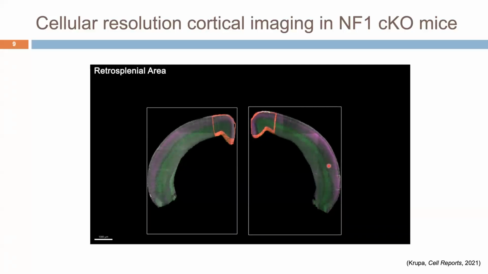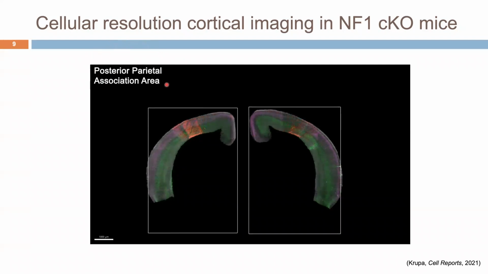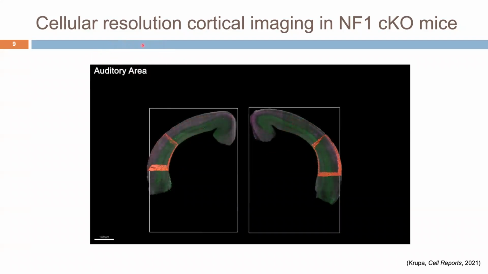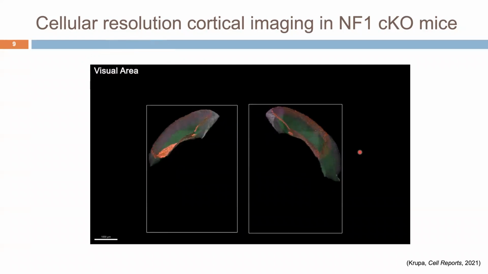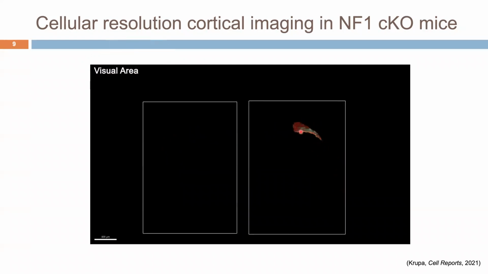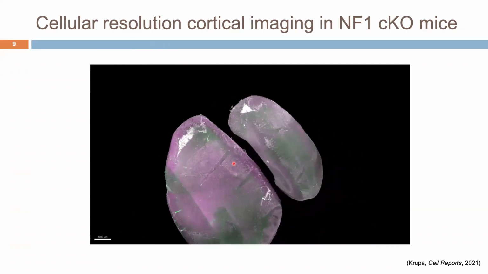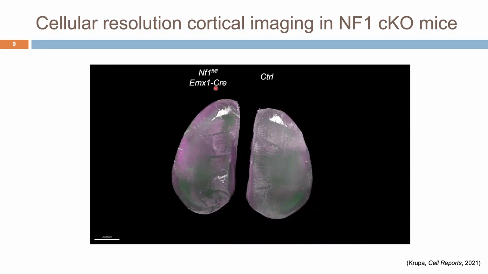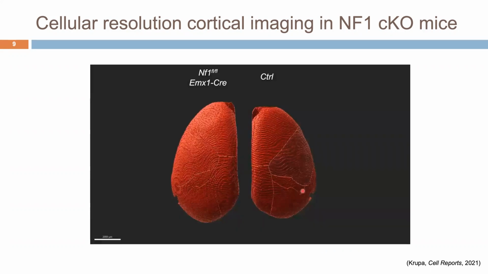We're able to count cells within each region of the cortex, which is identified through registration to an annotated atlas. And you can see those registered regions here. And so as it finishes going through the cortex, you can see that it zooms out in this video. And you can see the NF1 conditional knockout has somewhat of a bigger brain compared to the control.